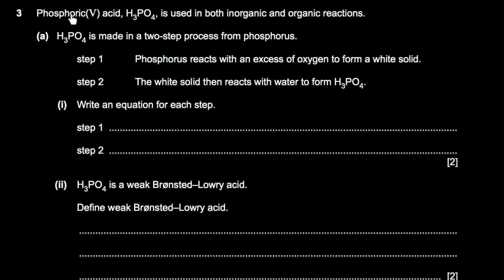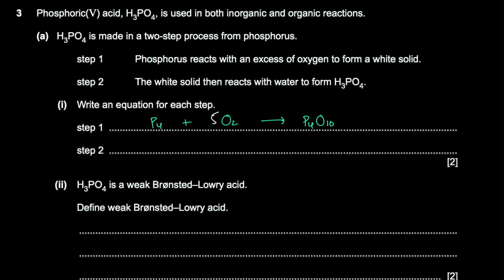Question number 3 says phosphoric(V) acid, H3PO4, is used in both inorganic and organic reactions. H3PO4 is made in a two-step process from phosphorus. In step 1, phosphorus reacts with an excess of oxygen to form a white solid. In step 2, the white solid then reacts with water to form H3PO4. Write an equation for each step. So phosphorus is P4. It reacts with oxygen to form P4O10, that's phosphorus(V) oxide. We need 5O2.